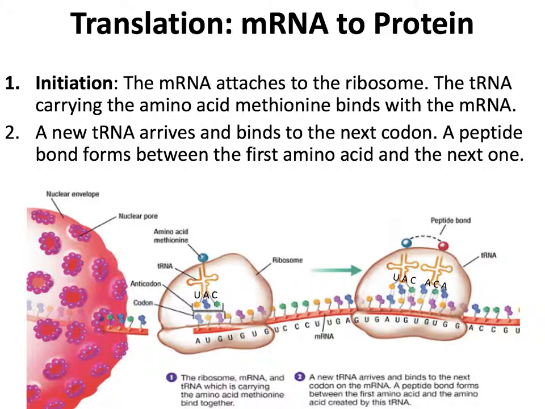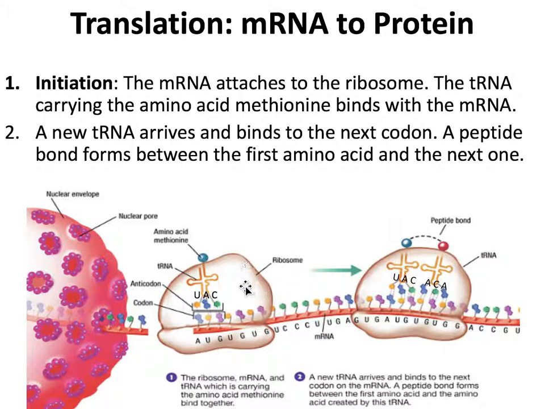Through translation, that mRNA is going to be decoded and translated into a protein. So the first thing that happens in the process of translation is the mRNA has just left the nucleus through the nuclear pore, and initiation is going to take place. Initiation means that the ribosome and the tRNA are going to attach to the mRNA strand.